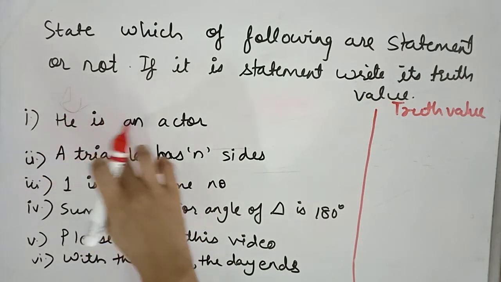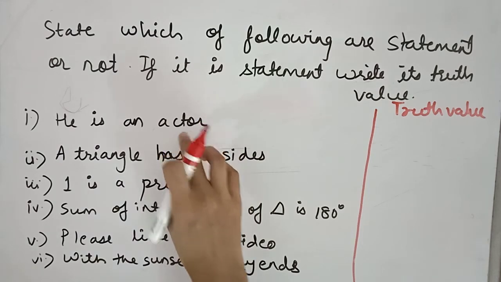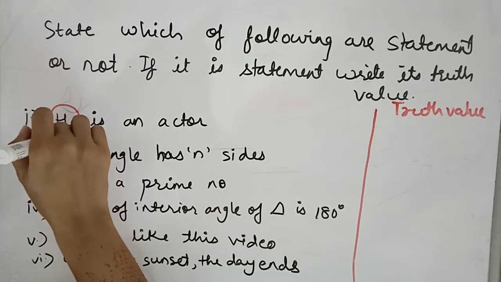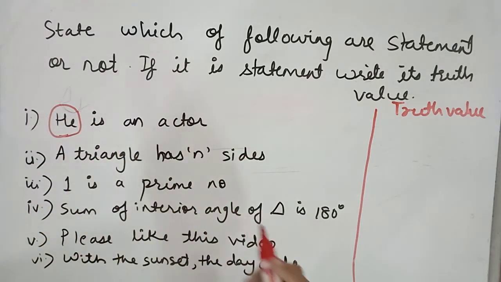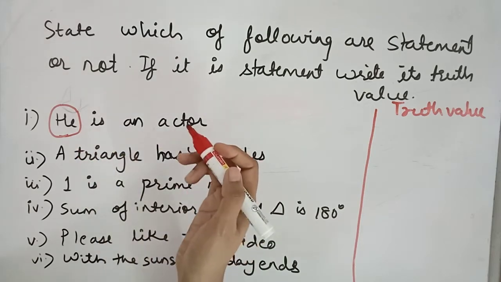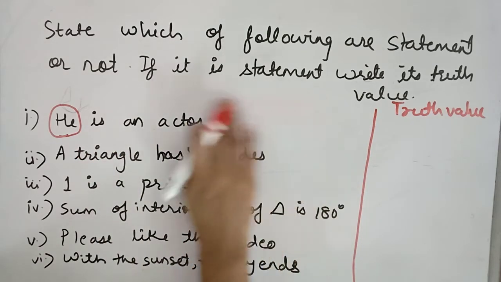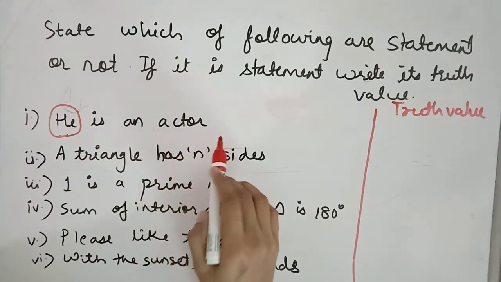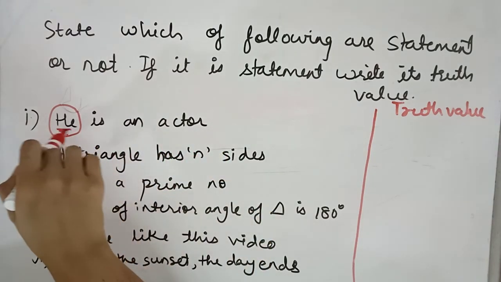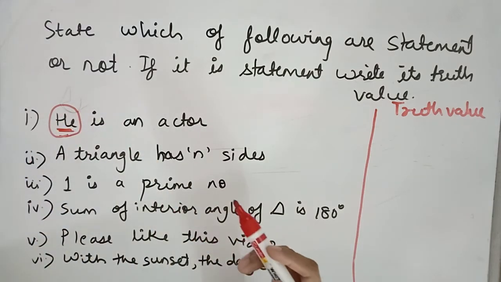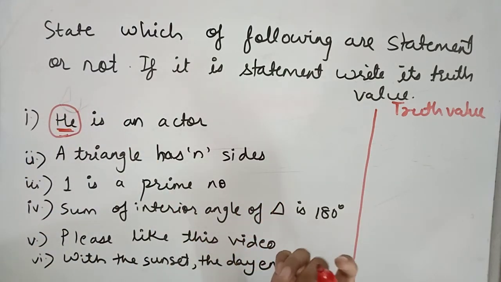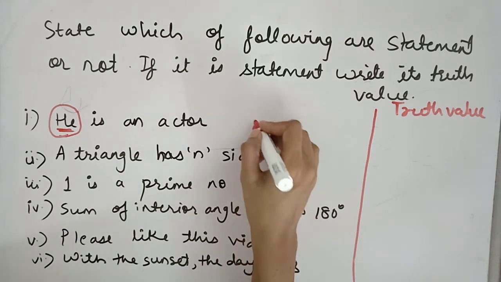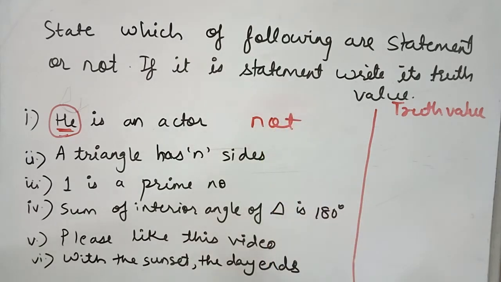First, he is an actor. Who is he? We are not given or mentioned the person over here who is the actor. If there is some name, we can tell clearly whether it is a statement or not. So he is not mentioned, so we cannot tell whether it is a statement or not. So this will not be a statement.